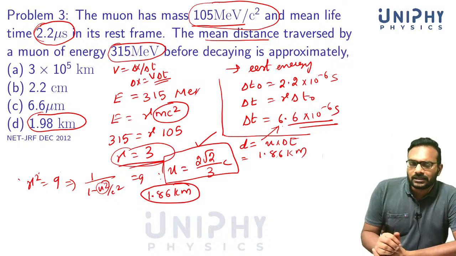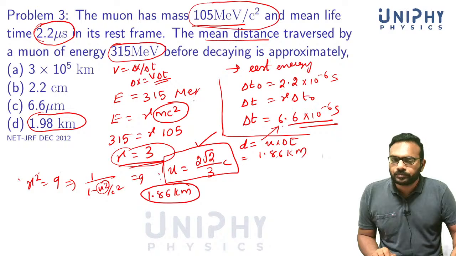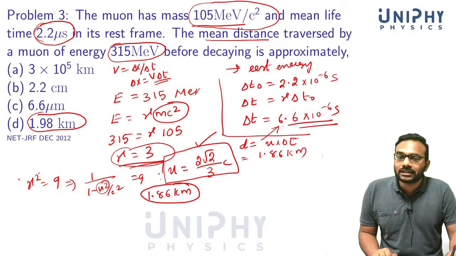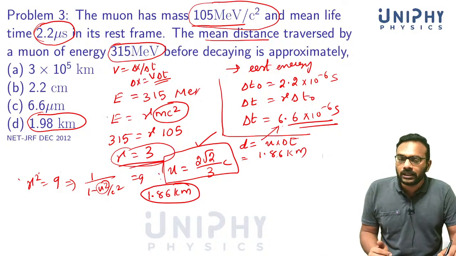I hope it's clear. It's quite easy. I'll just explain what we did. The rest mass, or the rest energy, is given. Then we are talking about a muon which has energy 315 MeV. So we know that it's moving. So E is equal to gamma mc square. From that we found gamma, and from gamma we found the velocity.